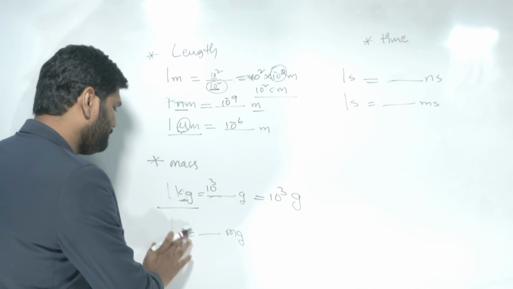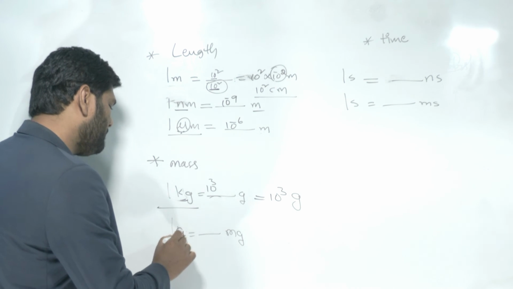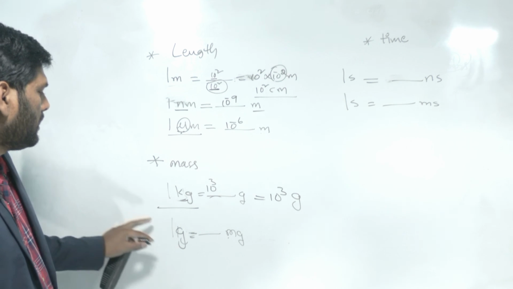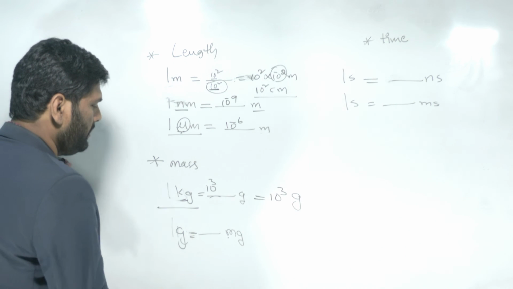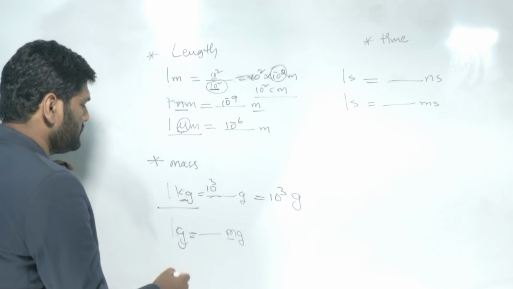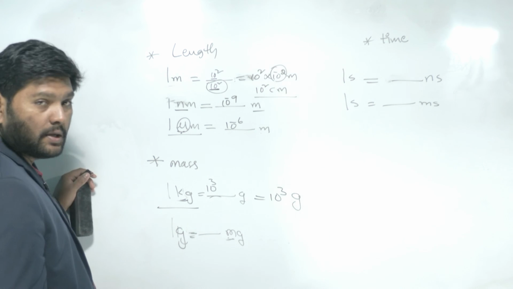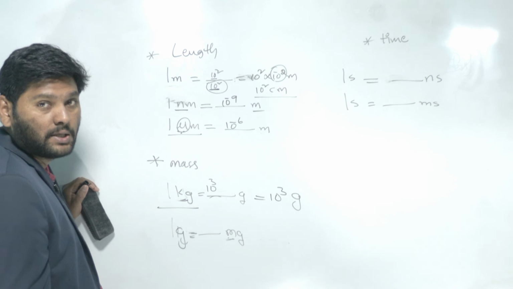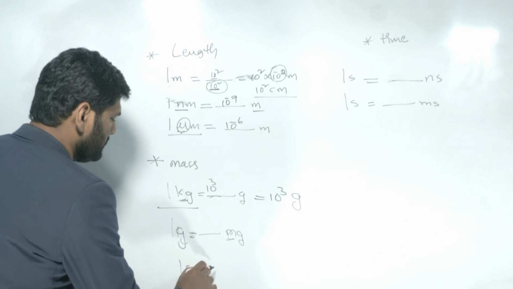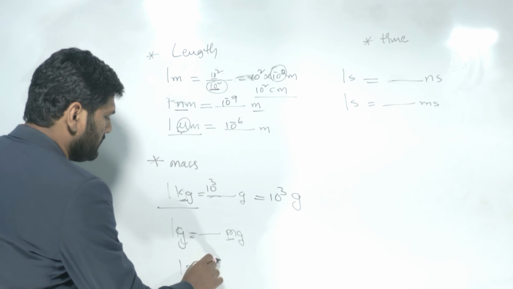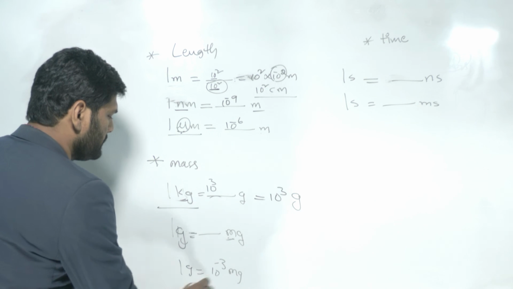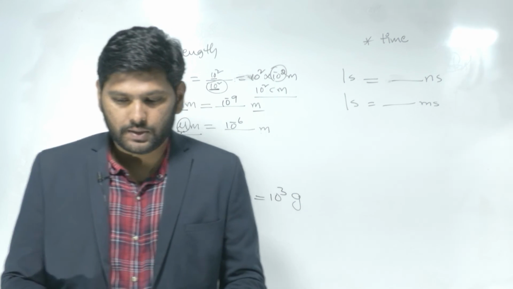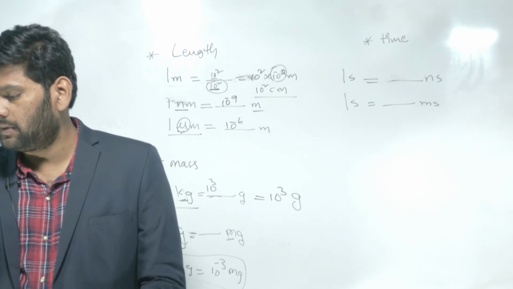But coming to here, 1 gram is equal to how many milligrams? So here 1 gram means how many milligrams? Milli stands for what? Milli stands for 10 power minus 3, right? So 1 milligram is equal to 10 power minus 3 gram. So this is the way we can express the values. I hope you have understood what I explained.